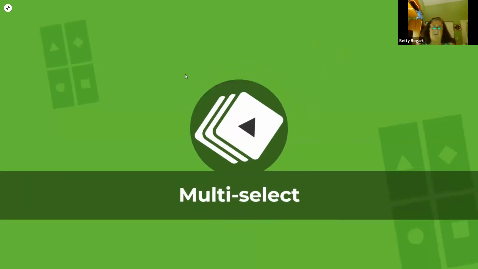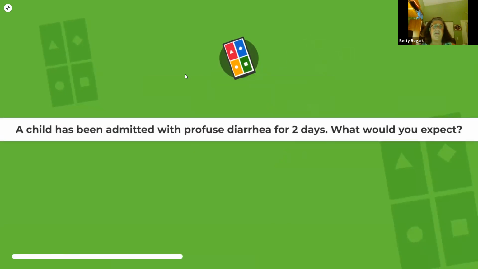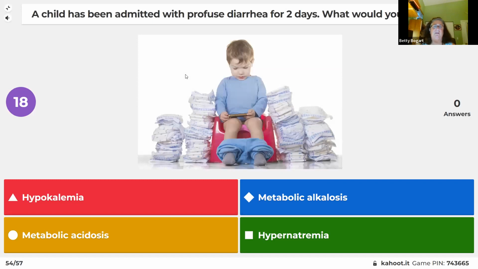A multi-select. A child's been admitted with profuse diarrhea for 2 days. What would you expect? I will, throughout these Kahoots, infuse questions on acid-base balance. There were 4 questions on the last essay regarding this. So I'm going to make sure you understand this. And if you don't, please make an appointment with me.